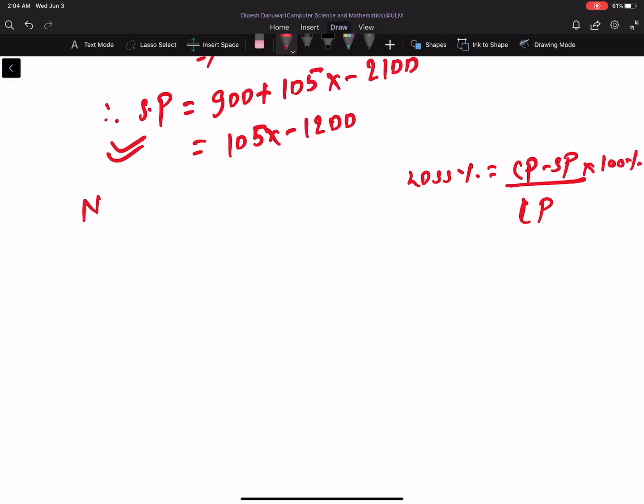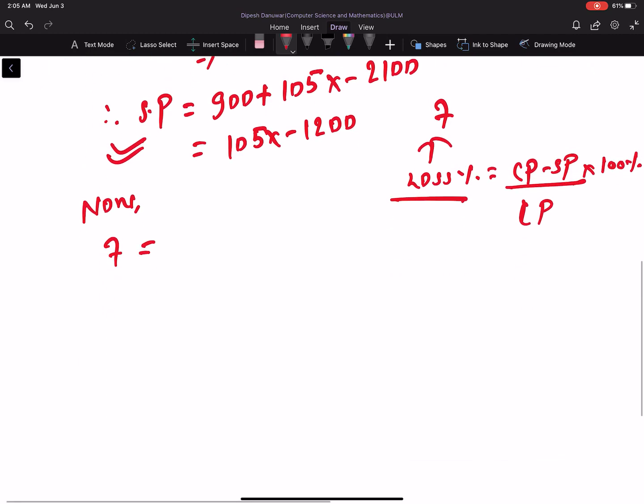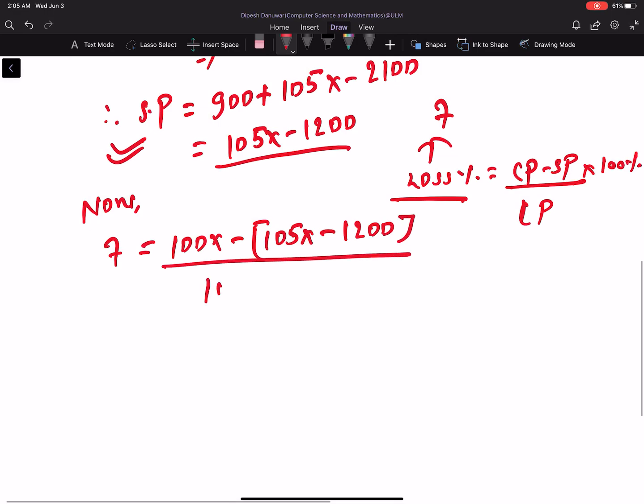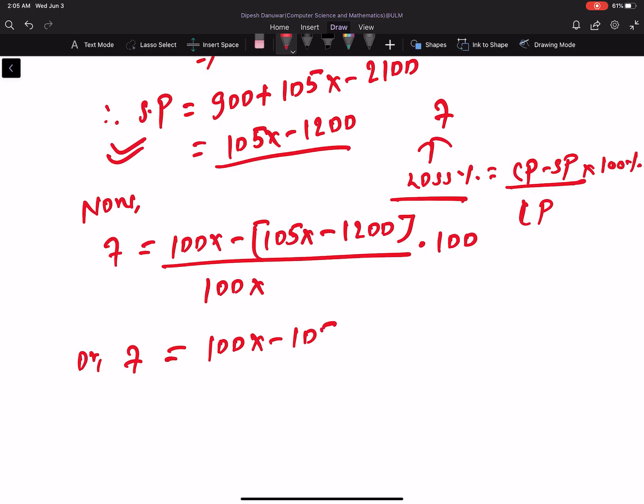Now use that formula. Your loss percent is 7, so 7 is equal to CP, which is 100x, minus your SP, which is 105x minus 1200, divided by CP, 100x, times 100. So that will be 7 is equal to (100x minus 105x plus 1200) by 100x times 100.